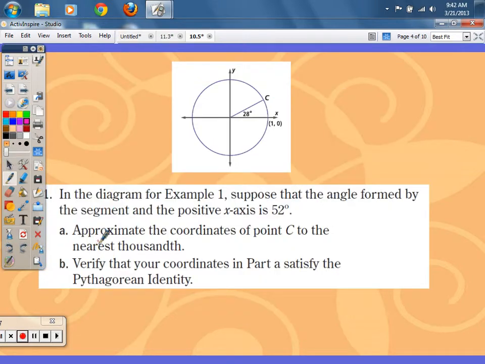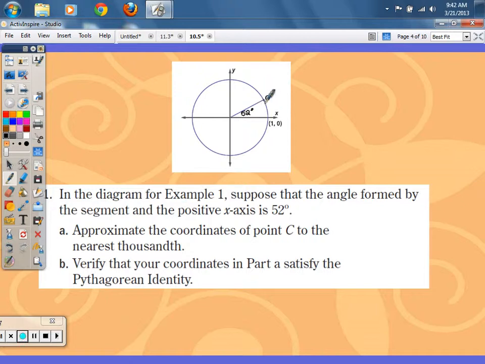So let's look at an example. They give us a circle that kind of looks like this, except they're telling us that the angle is not 28. They're going to give us an angle of 52. So I'm going to kind of white out this. Look at that. That's pretty fancy flip chart work right here. You can save your oohs and ahs for later. We're going to put a 52-degree angle in here now.